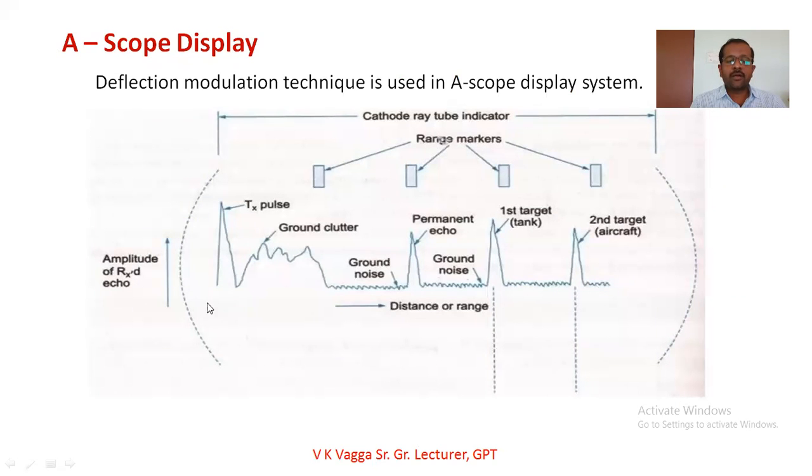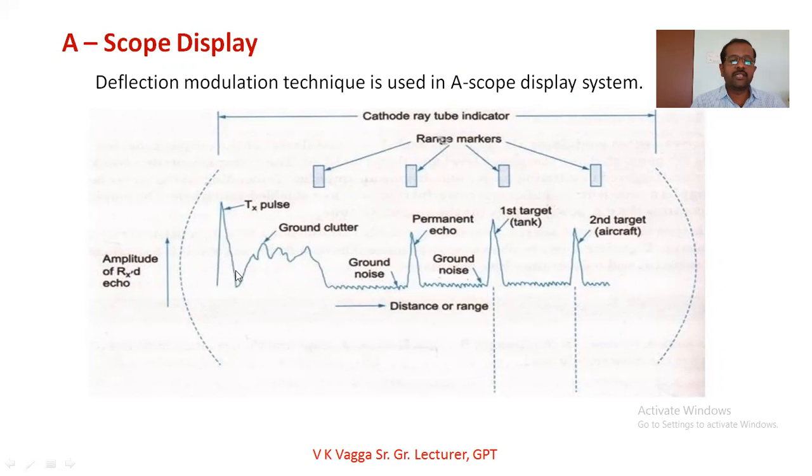And along the x-axis, it is going to measure the distance or the range. Okay, along the x-axis, so that you can see this line here, the arrow mark. It is going to measure the distance or the range, and along the y-axis it is going to measure the amplitude of the received signal. It is the reflected echo signal. Its amplitude is to be measured along the y-axis, and after that you can see the transients here.